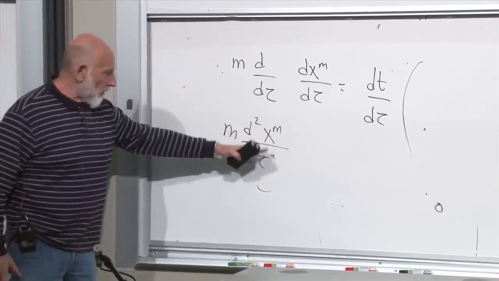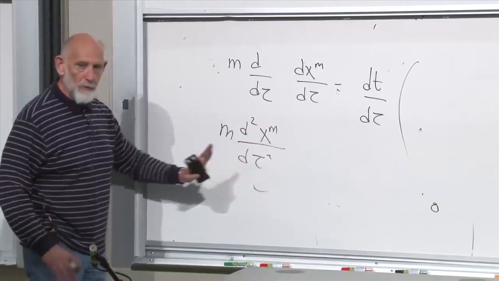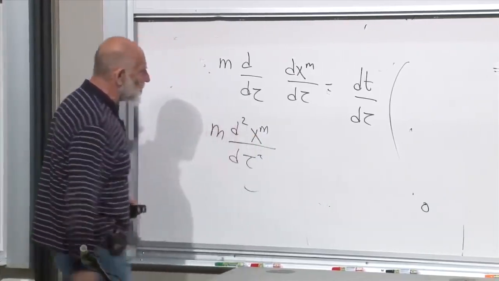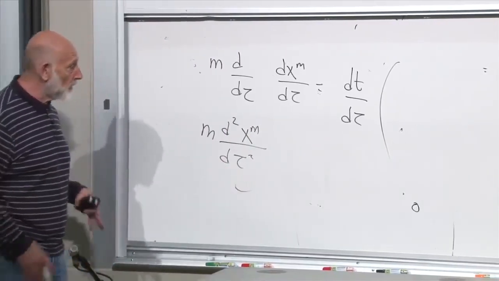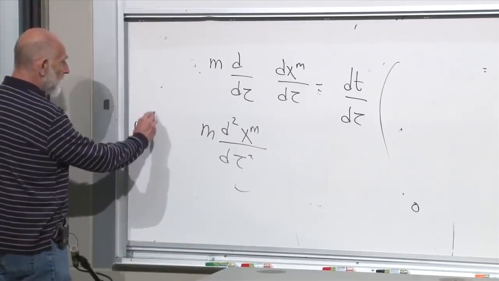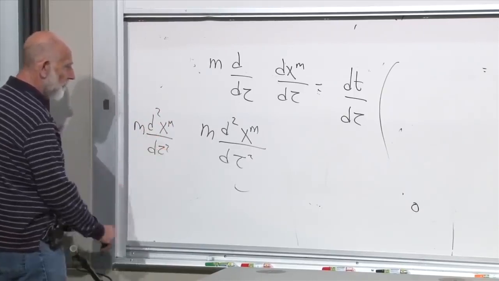This is part of a 4-vector. If I add to the first 3 components, x, y, and z, a 4th component, which is the second derivative of time with respect to tau squared, that is a 4-vector. It's the 4-vector m d squared x_mu with respect to tau squared.